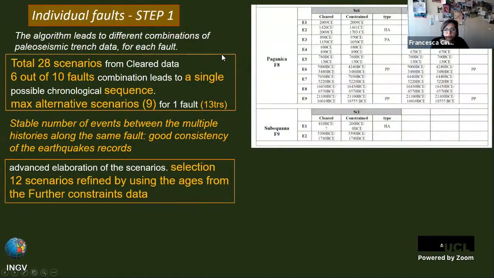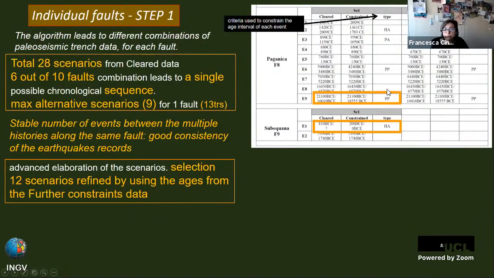This is an example of the scenarios for two faults, and so we have the cleared scenarios column, and then the constrained with the narrower age intervals. And also we have a type column where we mark the criteria used to constrain the age interval of each event. In this case, it means a preferred portion of the intervals, and in this other case we insert the historical and archaeological consideration.